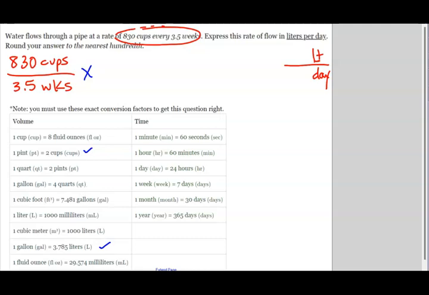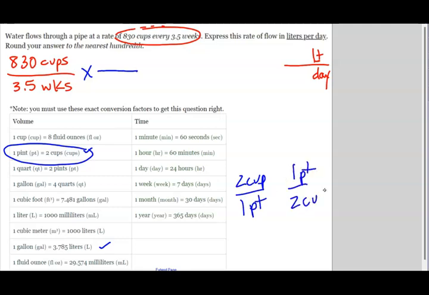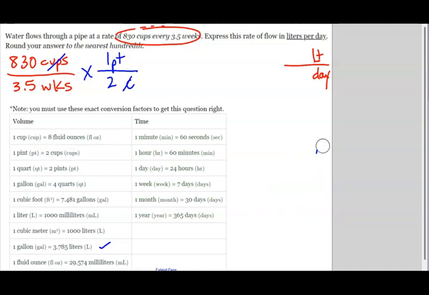All right, well, I'm going to start with this one. I've got 2 cups per 1 pint. So I want this one because I need cups in the denominator. So 1 pint, 2 cups. There goes my cups. Okay. So now I need to change my pints.